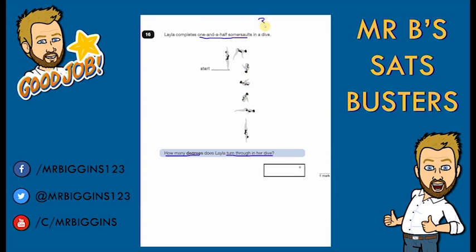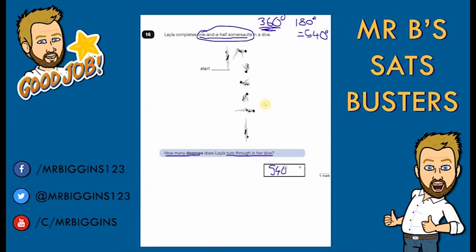Now for this, you need to know that there are 360 degrees in a full turn. So if you know that, you can easily work out what 1.5 turns are, 1.5 somersaults, because we know a somersault goes all the way around. So the 1 somersault is going to be 360, and our half is going to be 180, because we know 180 is half of 360. Okay, so that is 1.5. So we'd add them together and we'd get 540 degrees.